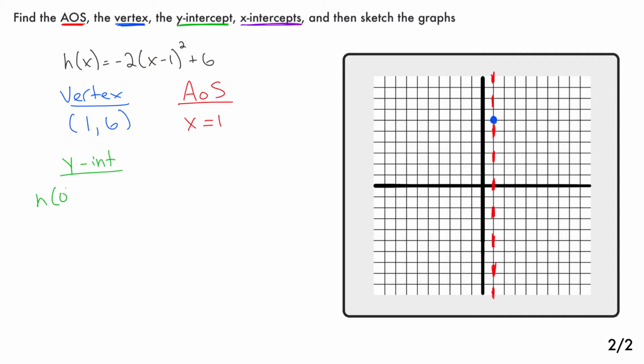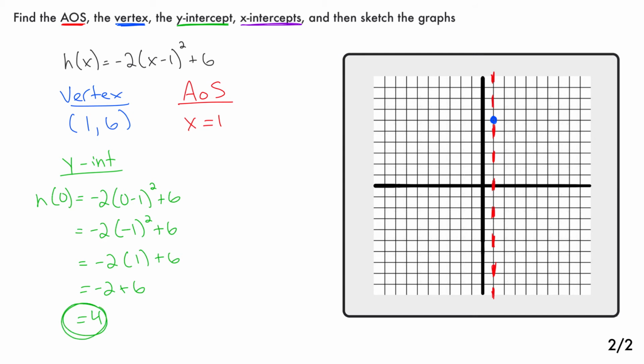So h of 0 would be equal to -2 times (0 minus 1) squared plus 6. That is equal to -2 times (-1) squared plus 6. That's equal to -2 times 1 plus 6. That's -2 plus 6. It's -4. This is my y-intercept. Wait, isn't it 4? Positive 4. Thank you. I swear I can math. 1, 2, 3, 4. There it is.